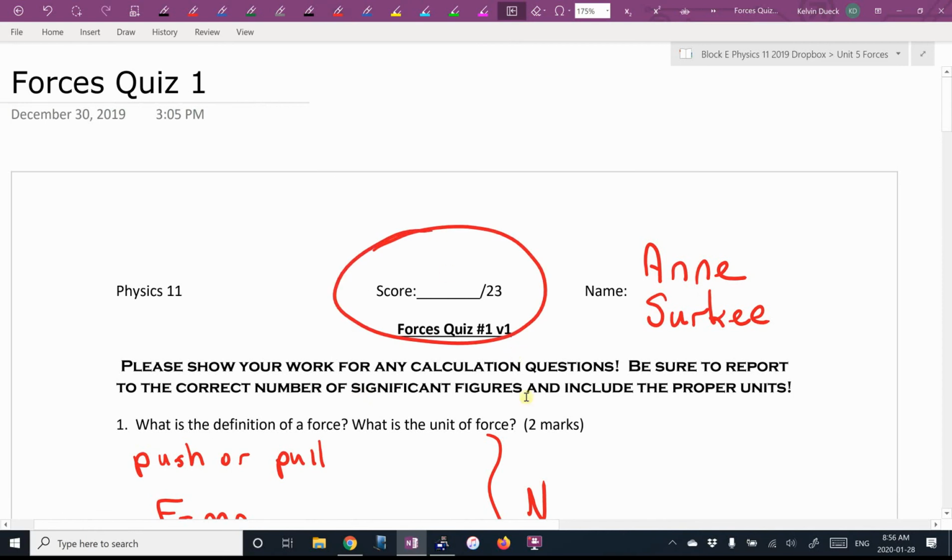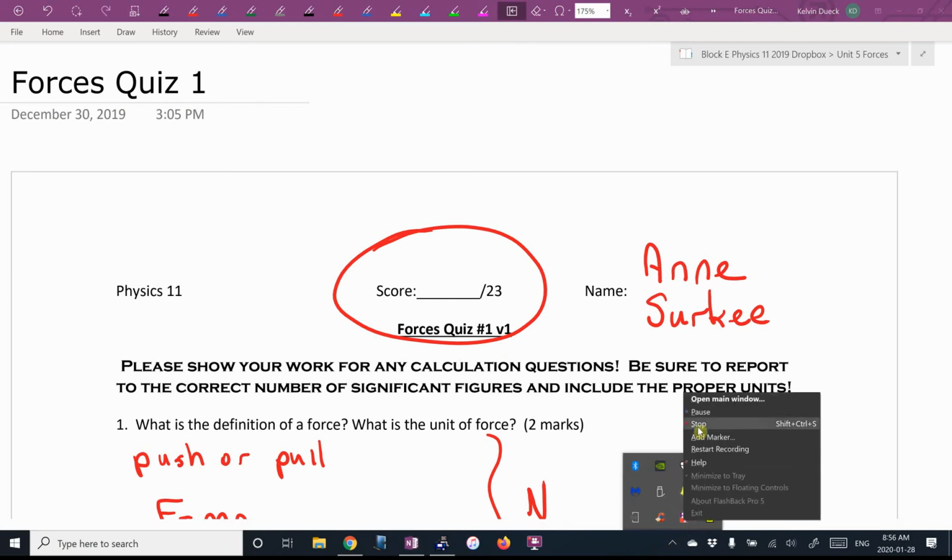If you need to lawyer with me, now is the time. Otherwise, you're going to pass the quizzes inwards towards the center. Person in the middle is going to put them in a nice, neat stack, all facing the same way.